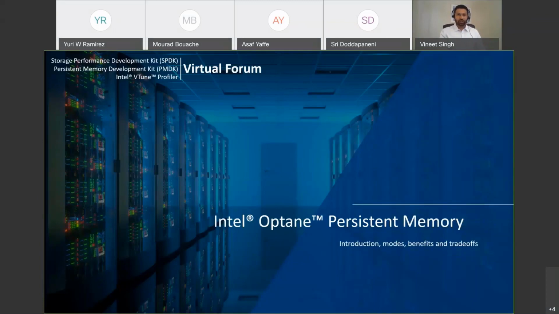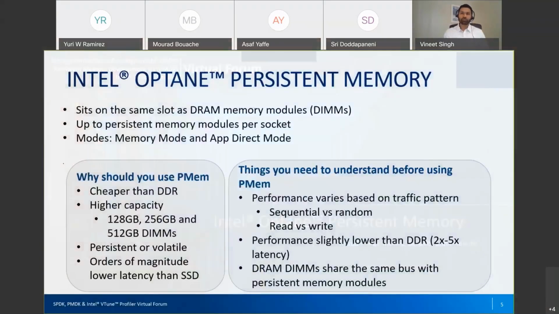Intel Optane persistent memory. The product comes in DIMM form. So basically it's like a DRAM stick. It sits on the same slot as your DRAM memory module, the DRAM DIMMs. The same slots are used for PMEM DIMMs as well. And you can put up to 6 persistent memory modules per socket. I think there is a typo here. Sorry about that. You can put up to 6 memory modules per socket.